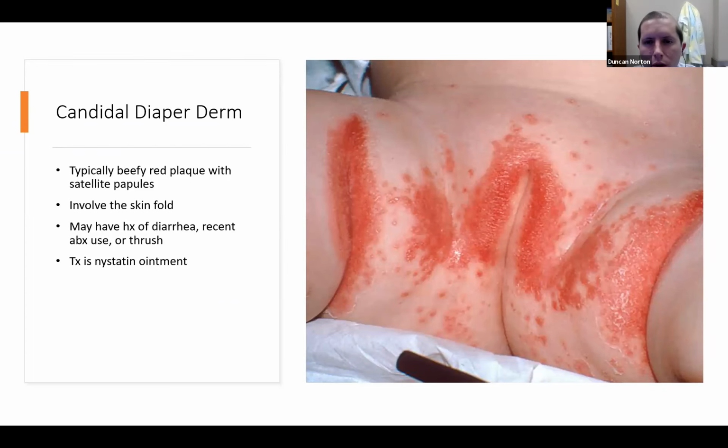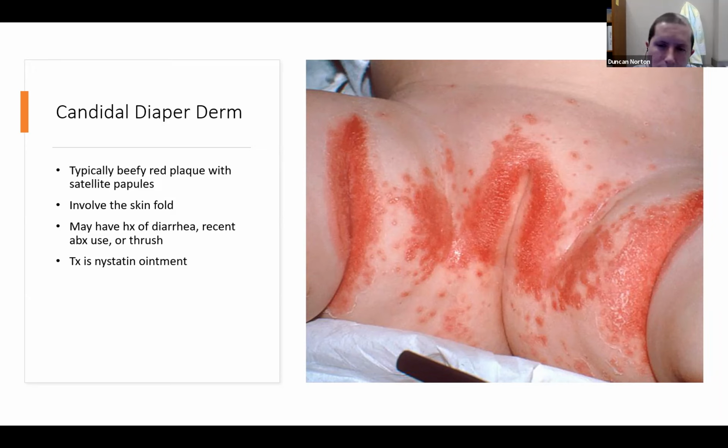As opposed to candidal or yeast diaper dermatitis, this typically is going to have a very beefy red plaque. It's going to have satellite pustules. This involves the skin folds. Typically, the history you're going to get is they've had diarrhea, they've had recent antibiotic use, or thrush. This can be a side effect of irritant diaper dermatitis. If you see this in an older child, you have to consider, does this child have new onset diabetes?